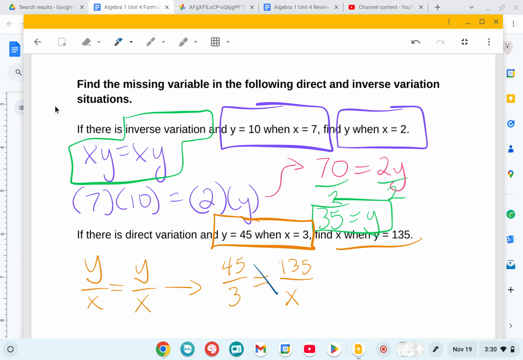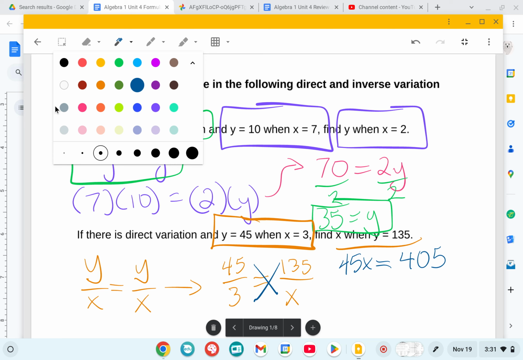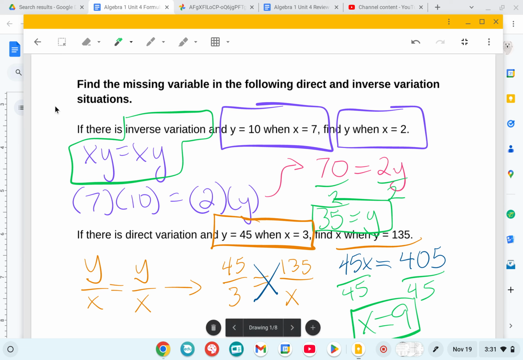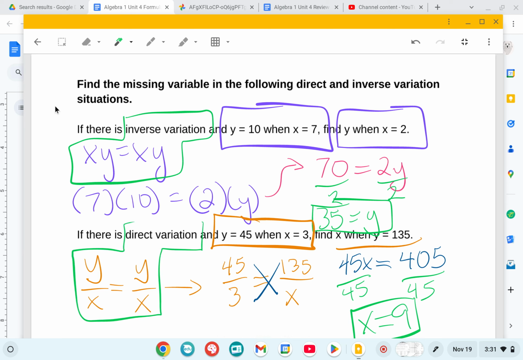So when I cross multiply, I end up with 45x equals 135 times 3. 135 times 3 is 405. Then again, I'm just doing basic algebra, solving by dividing both sides by 45. I get x equals 9. And that is the value for the situation provided there. And again, direct variation is the reason I knew to use that formula, which comes from your formula chart.